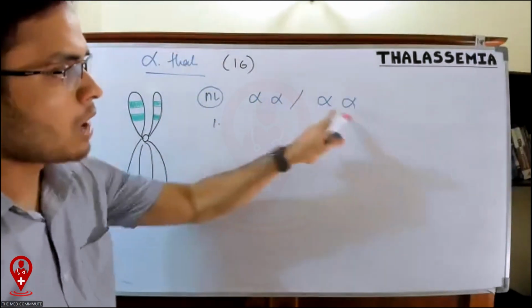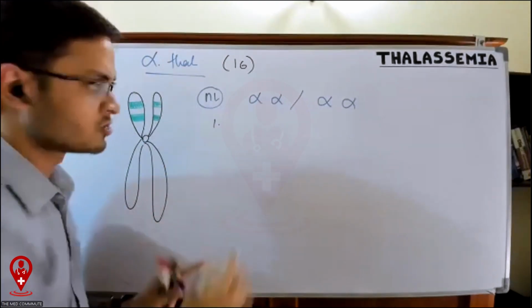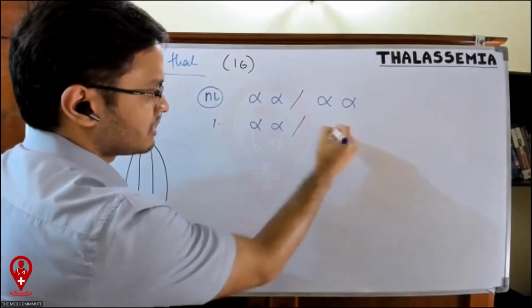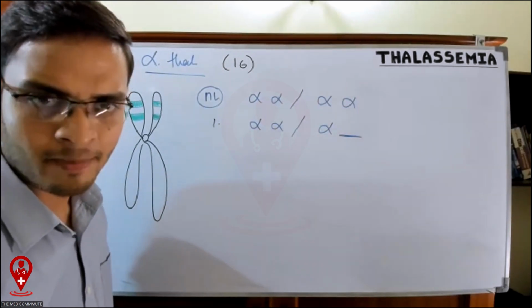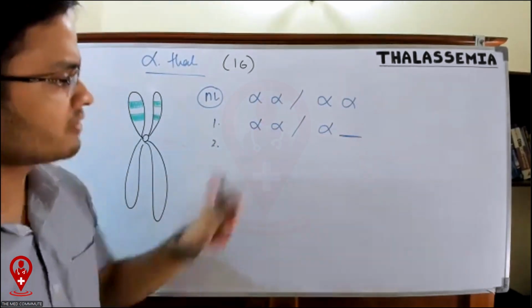Let's take the first one. One of the alpha genes is deleted. So what will it look like? Alpha, alpha, alpha, and blank. One of the alphas is deleted. Right? If you look at another patient, let's say two of the alphas are deleted.